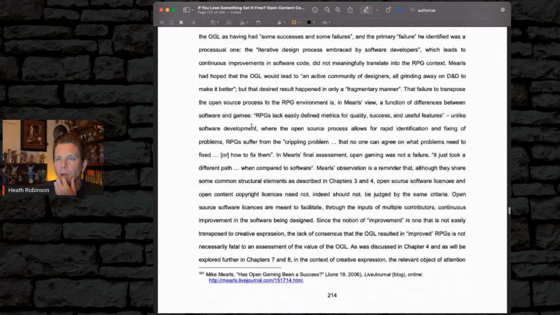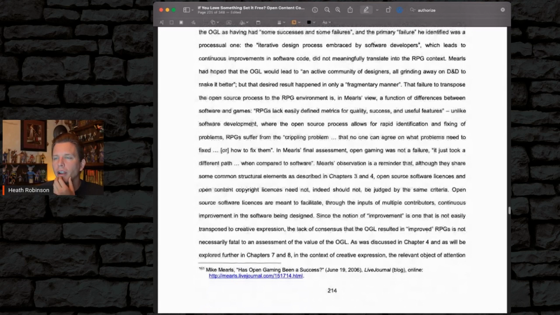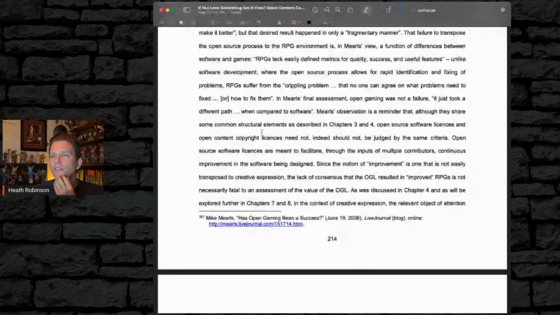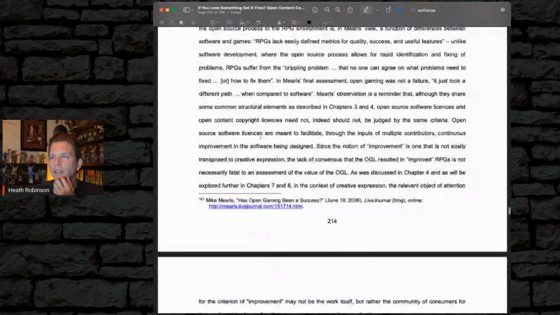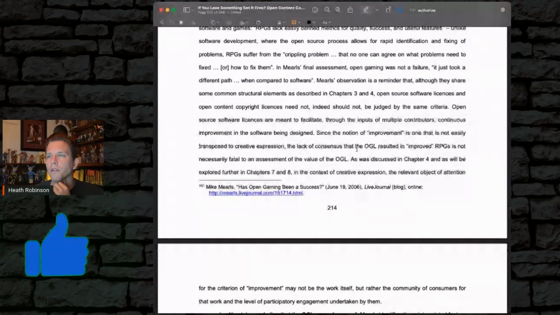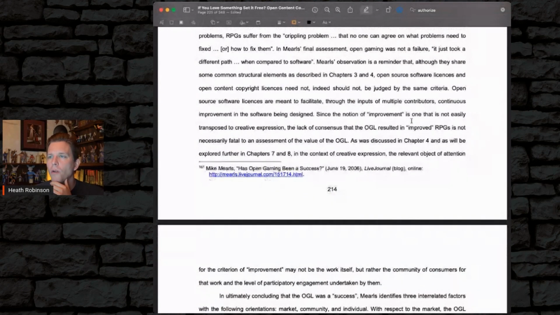That failure to transpose the open source process into the gaming environment is, in Merrills' view, a function of differences between software and games. RPGs lack easily defined metrics for quality, success, and useful features. Unlike software development, where the open source code process allows for rapid identification and fixing of problems, RPGs suffer from the crippling problem that no one can agree on what problems need to be fixed or how to fix them. In Merrills' final assessment, open gaming was not a failure. It just took a different path when compared to software.